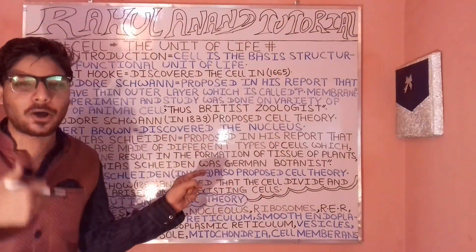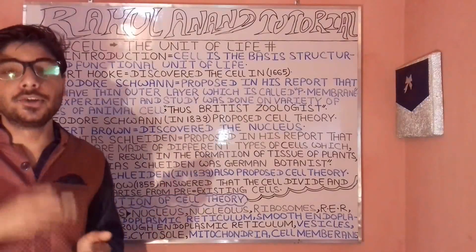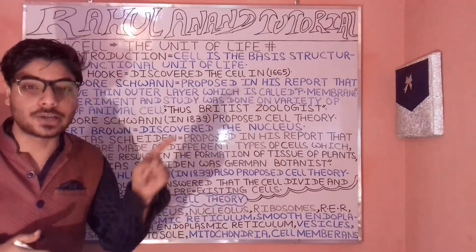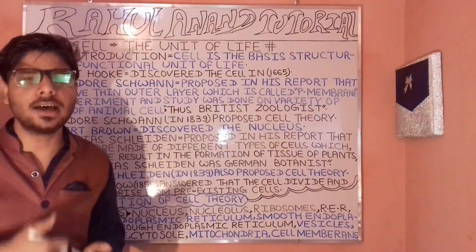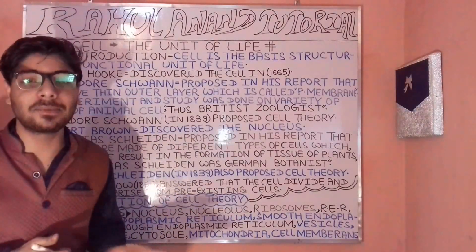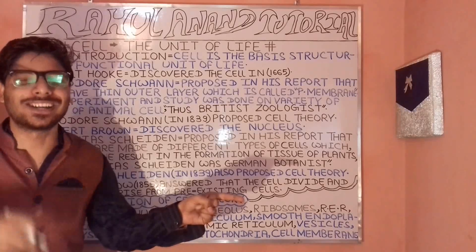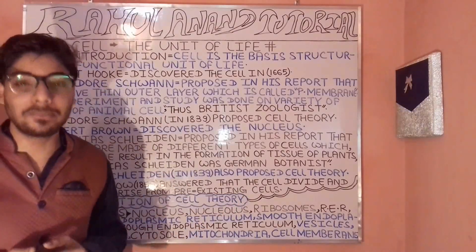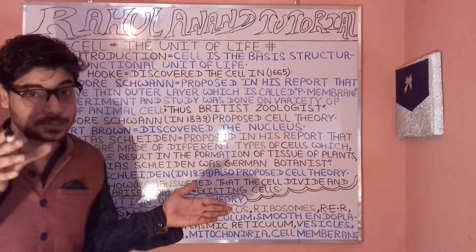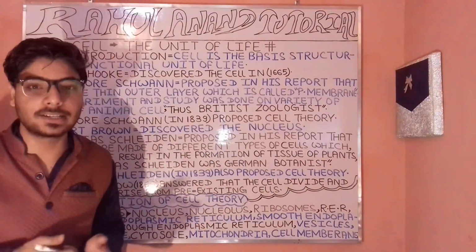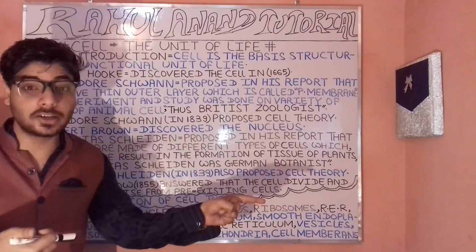He told that all the plants are composed of different types of cells, which combine in order to form the tissue. So you are very clear about that. What is a tissue? Tissue is a group of cells. When particular cells combine, it results in the formation of the tissue.